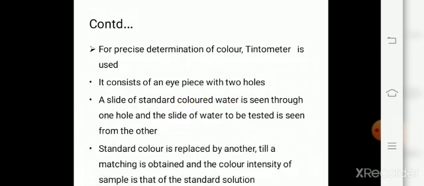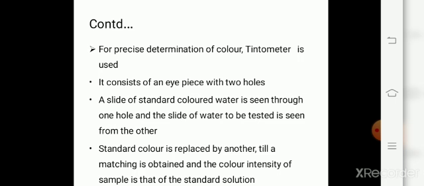And for precise determination of color, an instrument called a tintometer is used. This tintometer consists of one eyepiece with two holes. A slide of standard solution is observed through one hole and the sample is observed through another hole. Then these two are combined until a matching color is obtained, and the color intensity of the sample is that of the matching one.